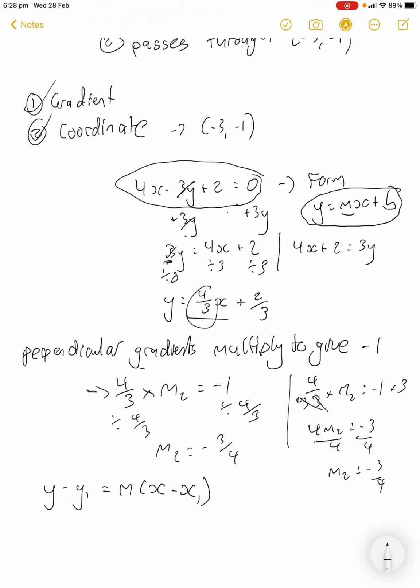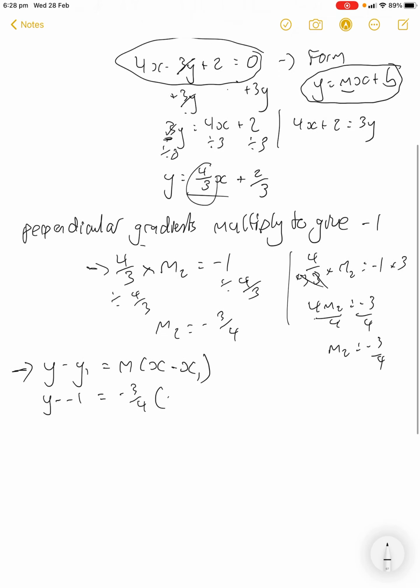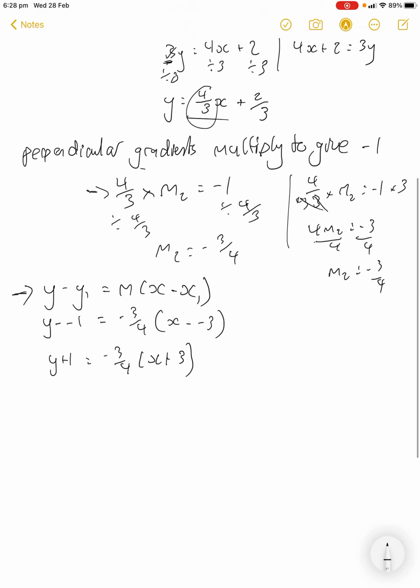Now I have this equation. This one will always give you the line that we're after. We have my coordinate, we have my gradient, I need to substitute it into here. My y1 from here is negative 1. So it's going to be y minus negative 1 is equal to negative 3 over 4 (x minus negative 3). It's always good just to put it in, just so you don't confuse your negatives and make any mistakes. So working with my negatives, we've got y plus 1 equals negative 3 over 4 (x plus 3). From here, we can go in two different directions.